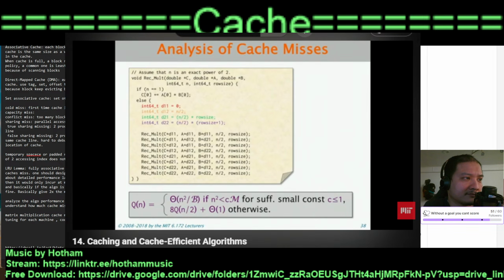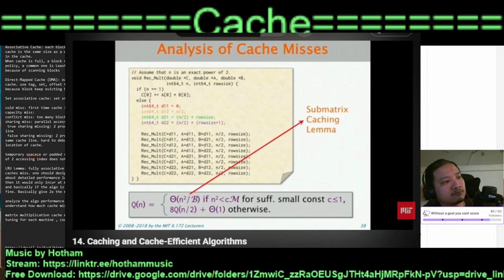Otherwise, I recurse into 8 subproblems of size n over 2, and then I add theta of 1 because I'm doing a constant amount of work to set up the recursive calls. I get this theta of n squared over B term from the submatrix caching lemma. It says I can load the entire matrix into cache with this many cache misses. The difference between the cache analysis here and the work analysis before is that I have a different base case. In all of the algorithms that you've seen before, the base case was always of constant size, but here we're working with a base case that's not of constant size.